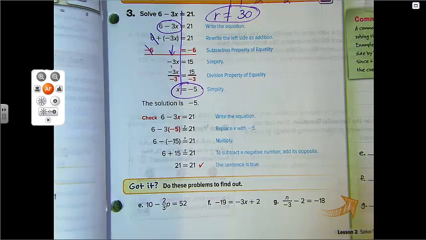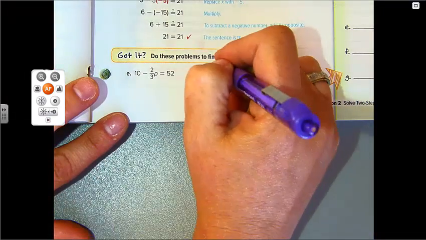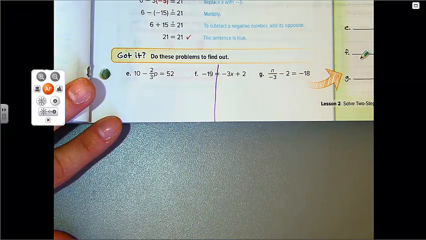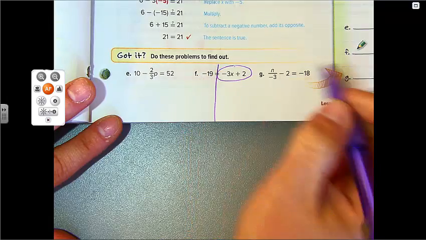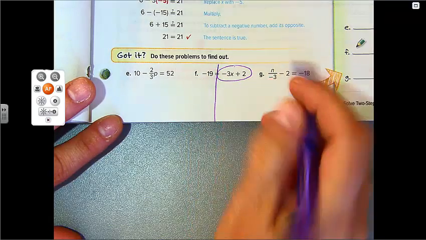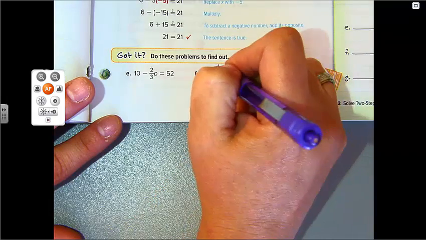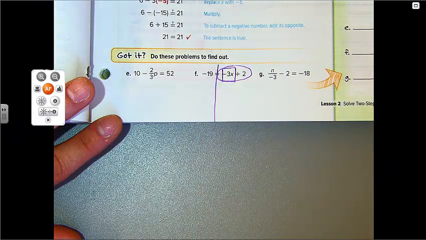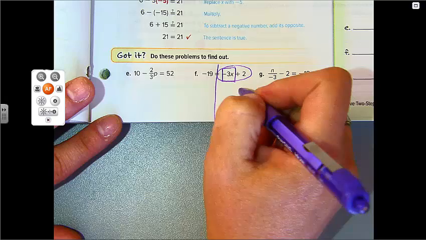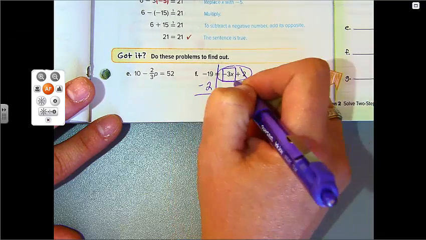Let's look at letter F. Draw your line down from the middle. That's always step 1 from the equal sign. And I'm going to focus on the variable side. So I have a negative 3x plus 2. And I want to move everything away from the negative 3x. So I'm moving everything away from this part right here. The part that's not connected to that then is the plus 2. The opposite of plus 2 is a minus 2, so I'm going to subtract 2 from both sides.